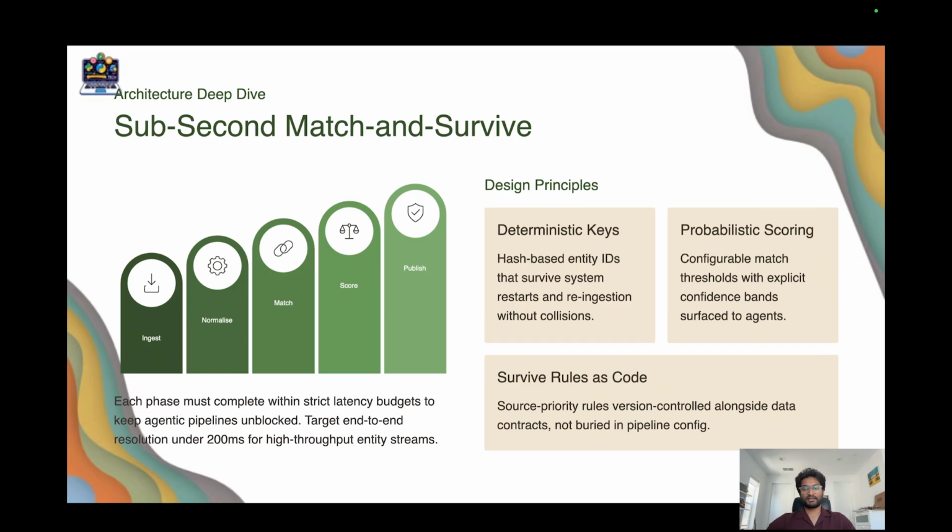This is the heart of it. The pipeline is ingest, normalize, match, score, publish. And the whole round trip has to fit inside that latency budget. A few things make it trustworthy, not just fast. We use deterministic keys. The same real world entity always computes to the same key, which means restarts, replays, and re-ingestion never accidentally create a second copy of it.